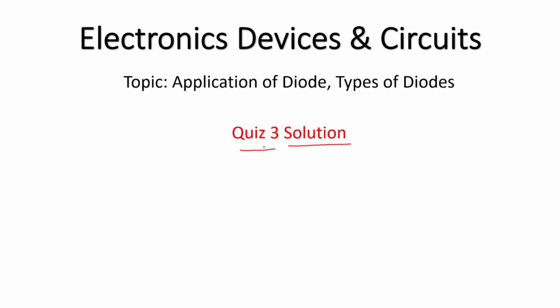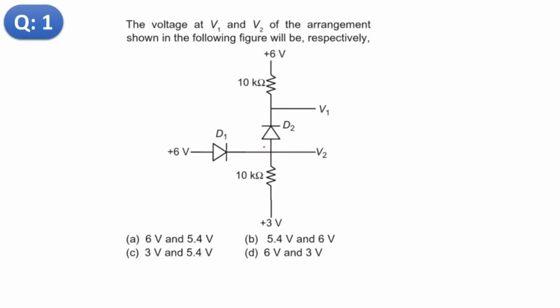Okay, so from question number 1, this is the question. In this question we need to calculate V1 and V2, and V1 is here and V2 is here. The idea behind this question is for the diode. This is the diode symbol, and this is the anode and this is the cathode.